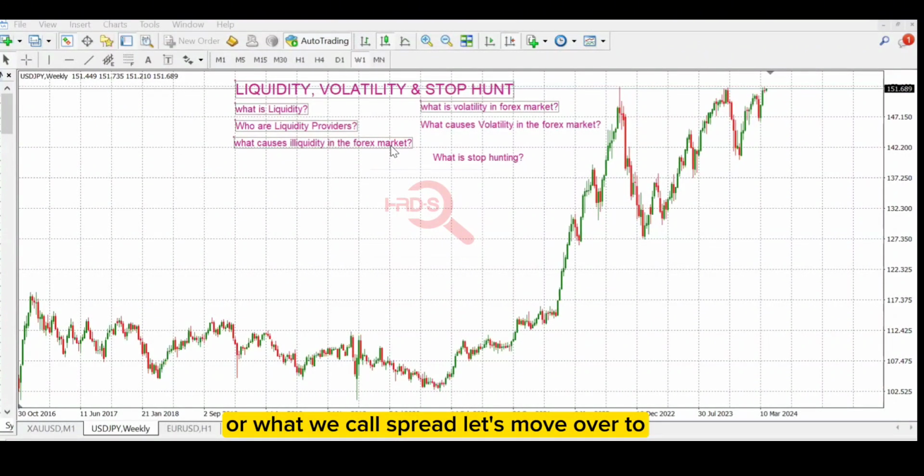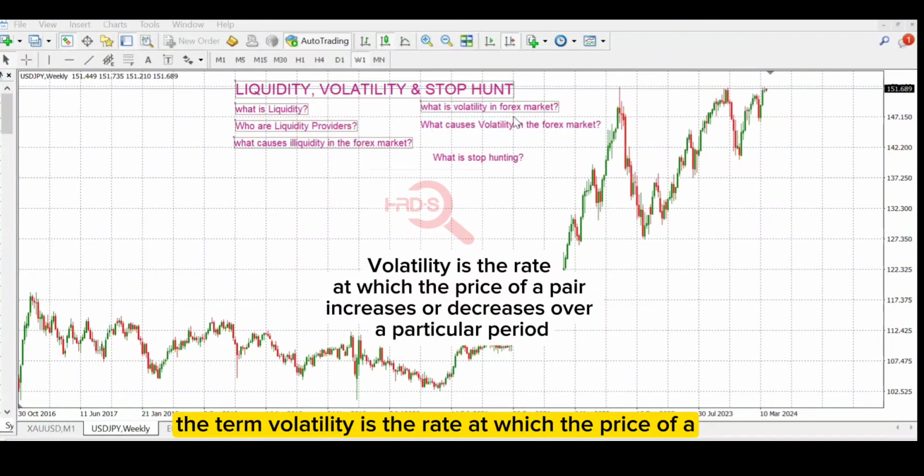Let's move over to what volatility is in the forex market. The term volatility is the rate at which the price of a pair increases or decreases over a particular period. You will notice that some pairs in a day might just give you 10 pips. Some will give you 50 pips. Some in a day will give you 100 pips. Pairs like gold sometimes can go 800 to 1,000 pips in a day. It happens. So that is volatility.